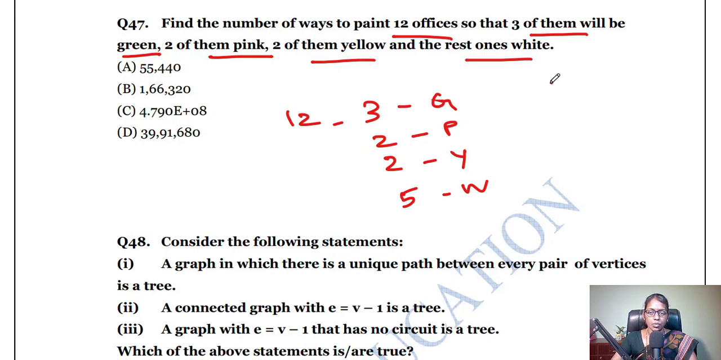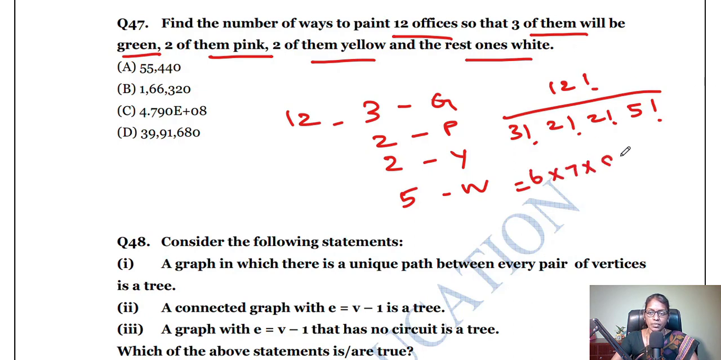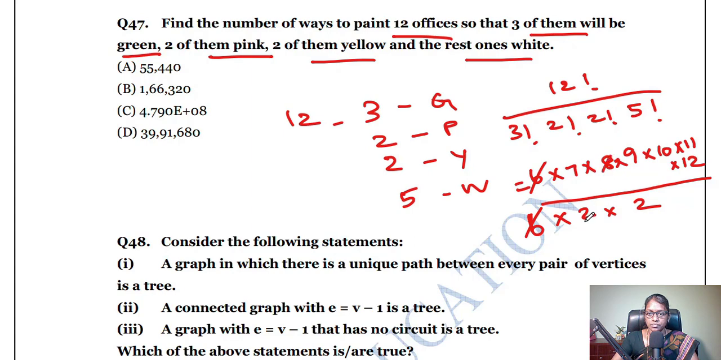So totally it is 12 factorial divided by 3 factorial, 2 factorial, 2 factorial, 5 factorial. The 5 factorial will cancel. So I am writing 6, 7, 8, 9, 10, 11 into 12 in the upper part. And then 1 into 2 into 3, I am writing as 6 factorial. For 2 factorial it is 2, and for the other 2 factorial it is 2. The 6 will cancel, and the 2s cancel 4 times.